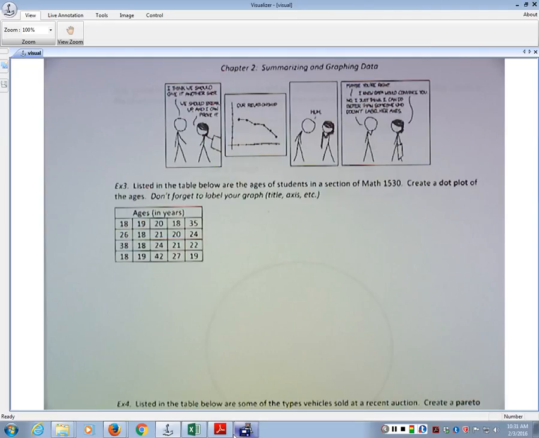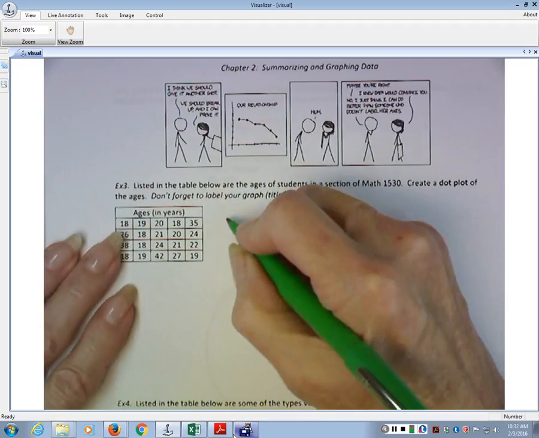But what we have listed in this table here is the ages of some students in a section of Math 1530. And we're supposed to create a dot plot of the ages. Honestly, dot plots are much easier to construct if you've got graph paper, but here again, we can do it without graph paper.